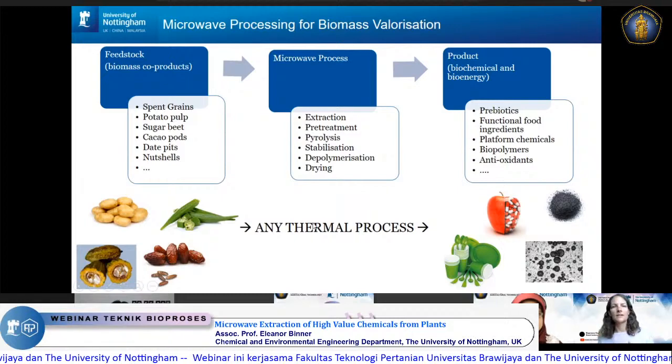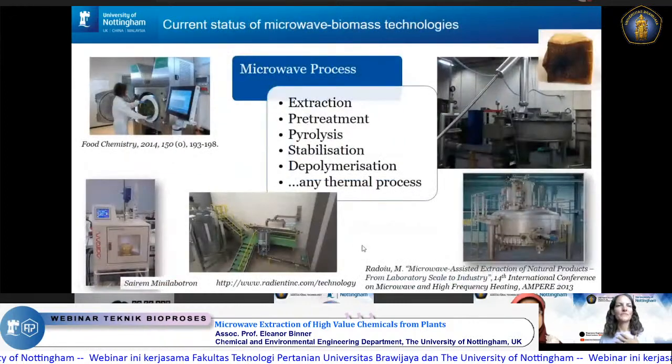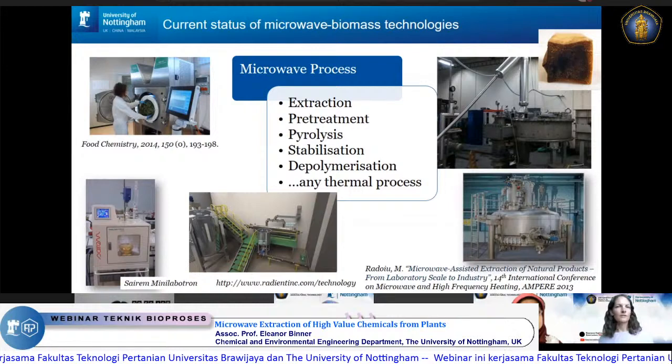It's really wide ranging, and how to focus our fundamental understanding when there are so many options is very difficult. So this is the current status of microwave biomass technologies in terms of the scale that you can find them in. There is a technology called solvent-free microwave extraction that was developed in France, and there are many papers from about a decade ago on this. It is a solvent-free process, a bit like a big tumble dryer, and it is only scaled up to about 5 kilograms.